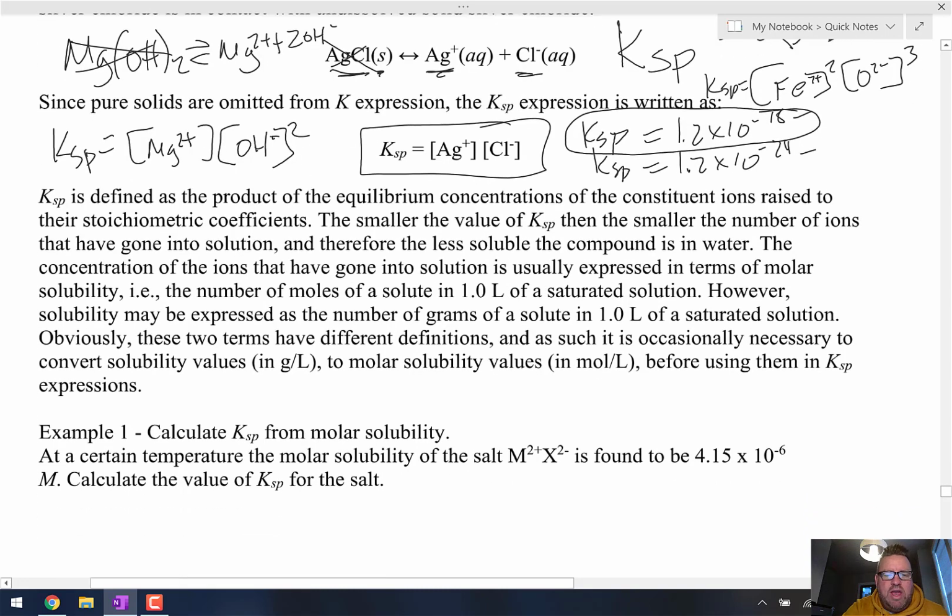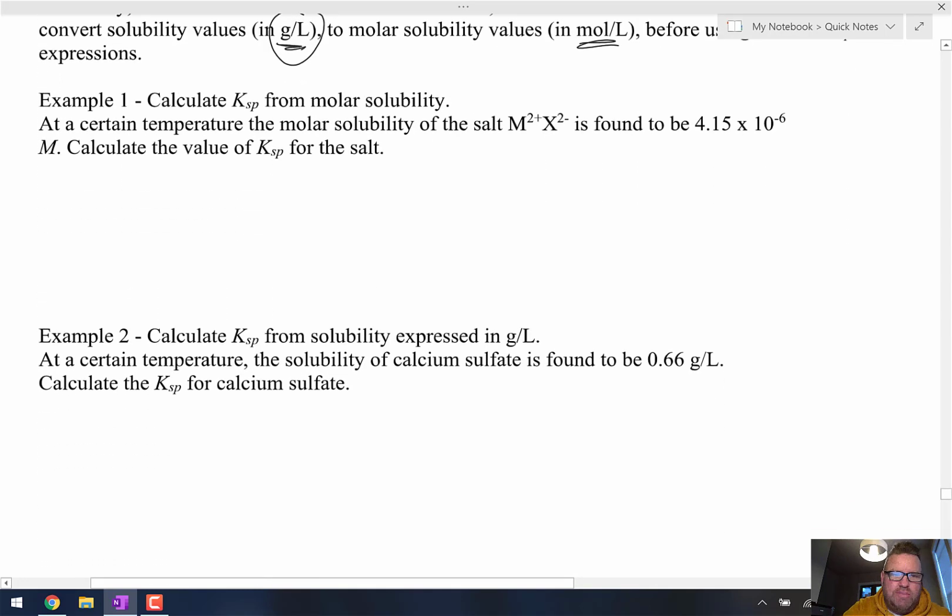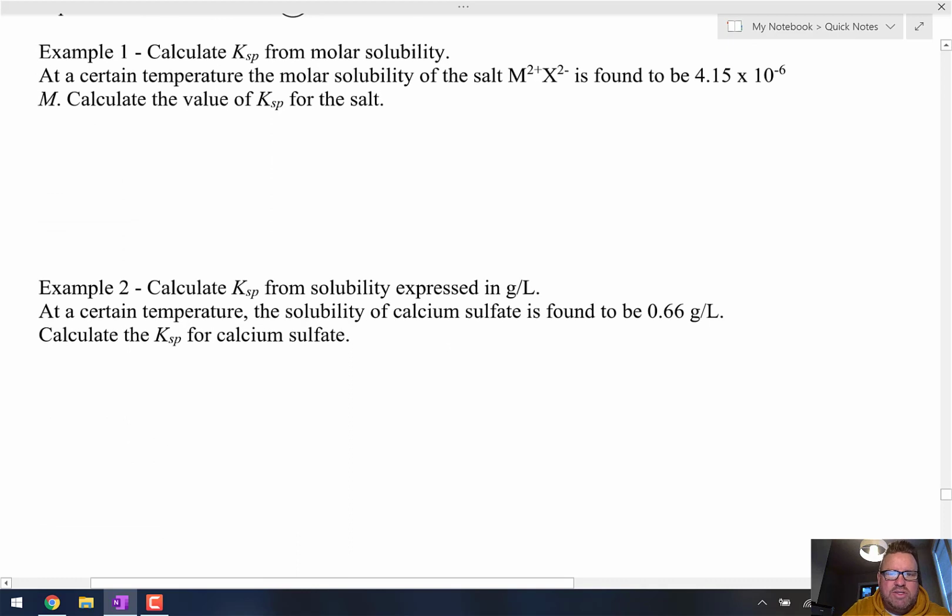Okay, sometimes you'll see it in terms of grams per liter. If you do, you obviously just convert those grams to moles and then you're in molarity. Typically, you do see it in moles per liter. Okay, best way to learn this is just doing some examples. So we're going to do a bunch of examples here.